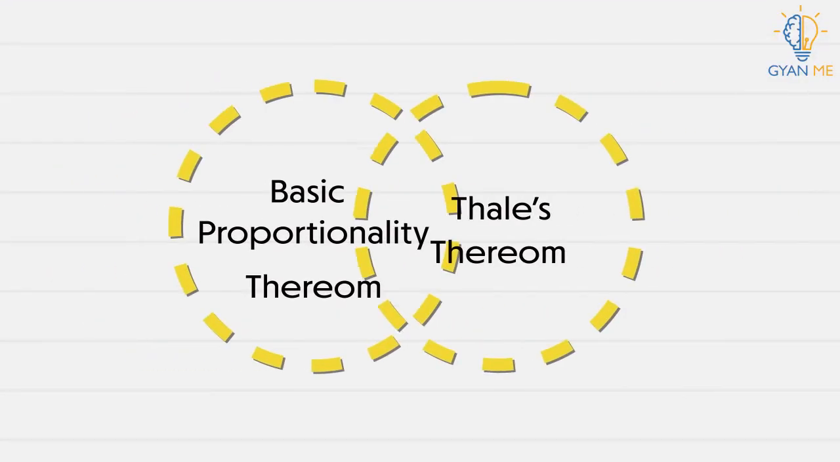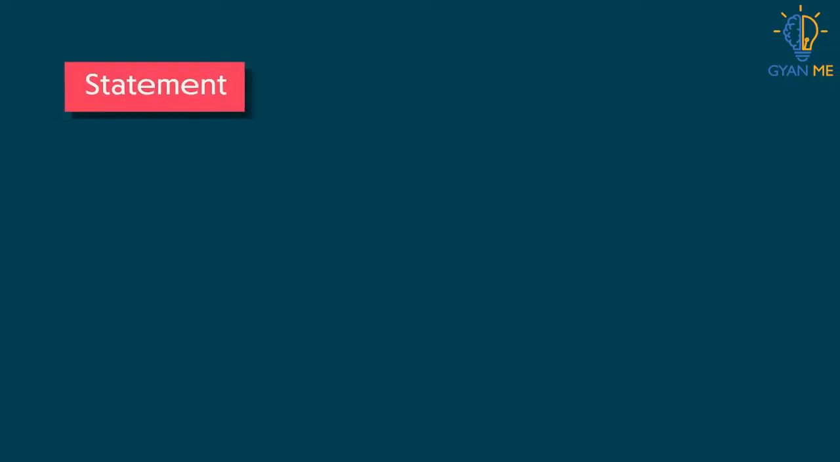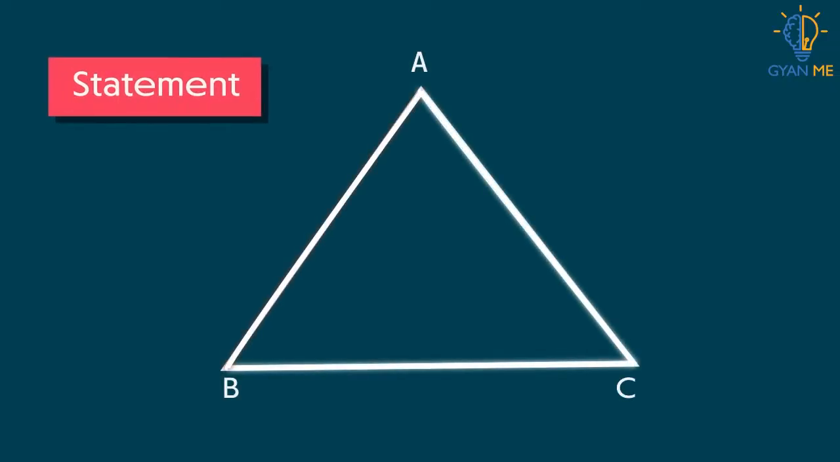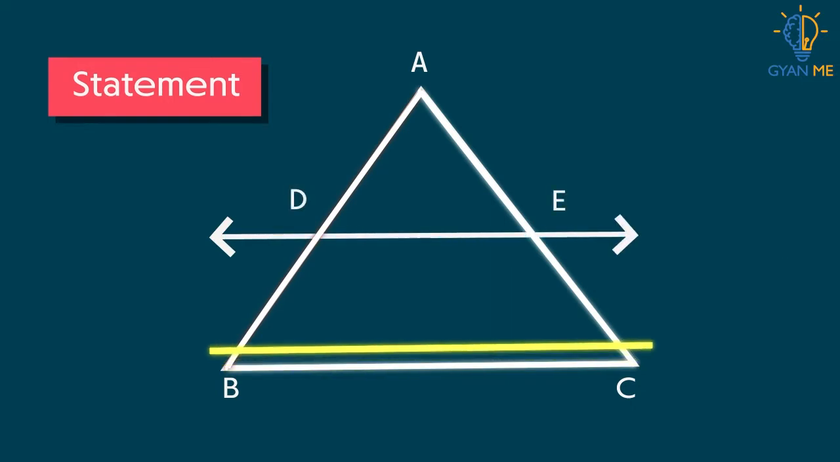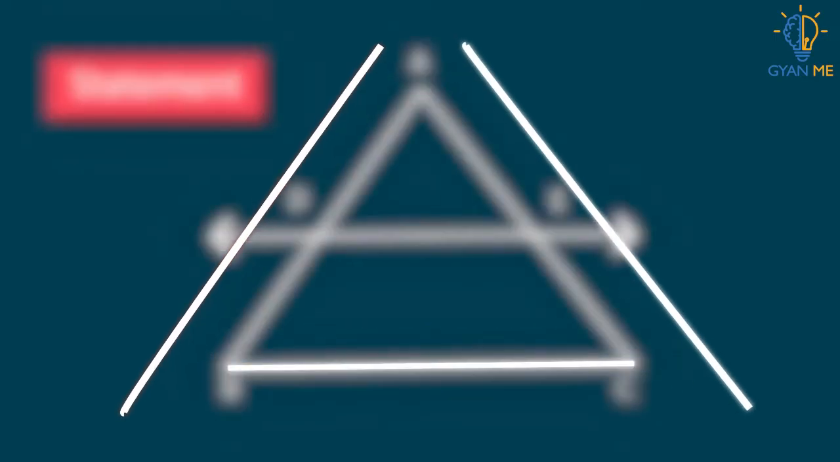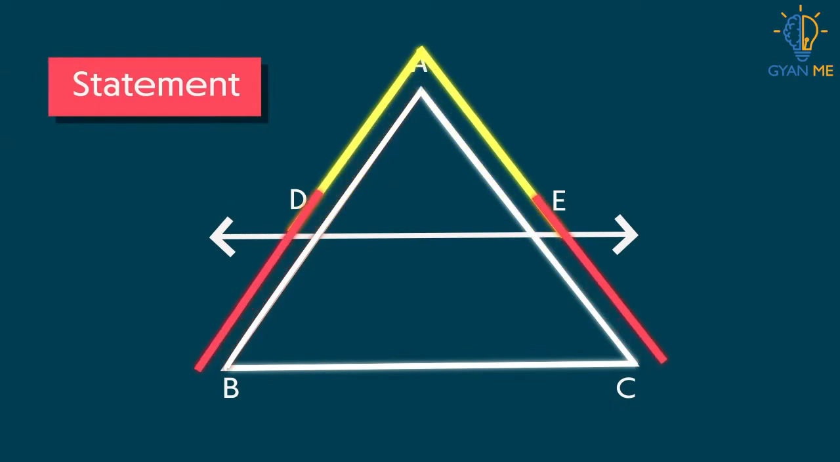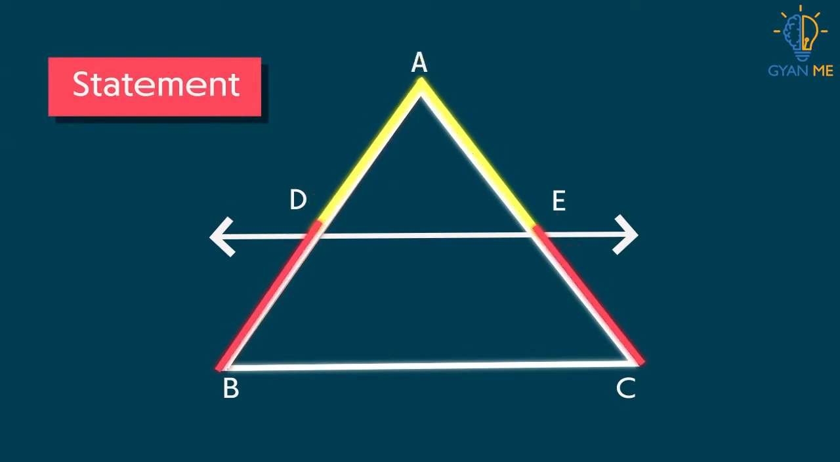BPT is also called Thales Theorem. The statement of the theorem says: if a line is drawn parallel to one side of a triangle to intersect the other two sides in distinct points, the other two sides are divided in the same ratio.